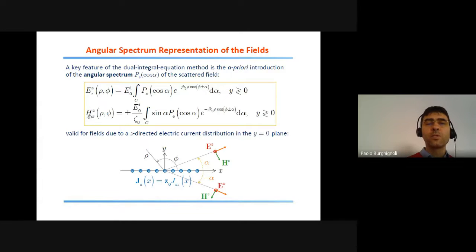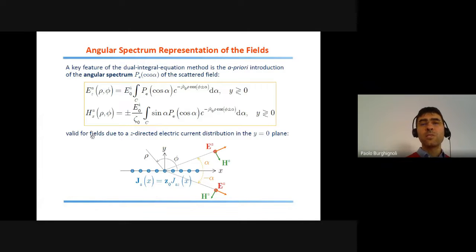Now, if you use Maxwell equations, you will find the magnetic field directly from the electric field, and you will discover that the x component of the magnetic field can be written in terms of a similar integral, in which, in addition to what we have for the electric field inside the integral, we also have this sine alpha factor. And in addition to that, you have a plus or minus sign in front of everything, and you have to divide the amplitude by the free space characteristic impedance.